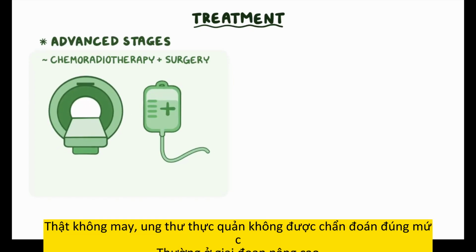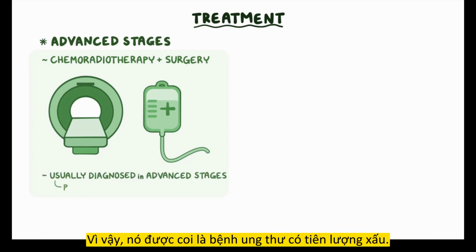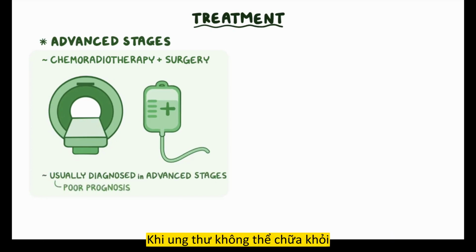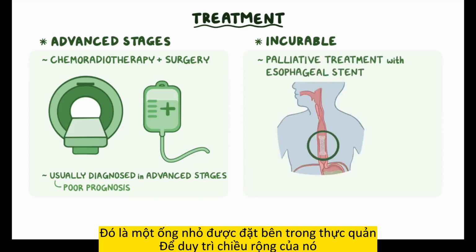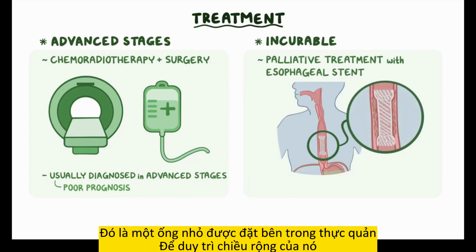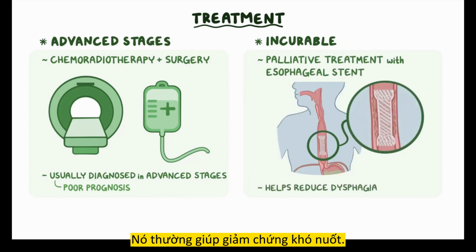Unfortunately, esophageal cancer is usually diagnosed in advanced stages, so it's considered a poor prognosis cancer. When the cancer is incurable, palliative treatment with an esophageal stent, which is a tiny tube placed inside the esophagus to keep it dilated, usually helps reduce dysphagia.